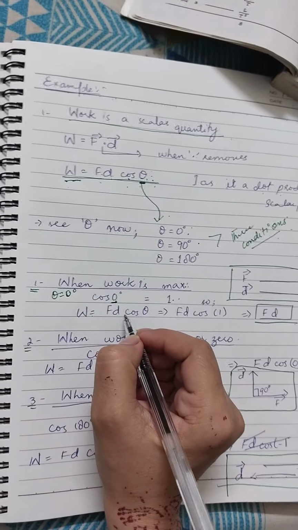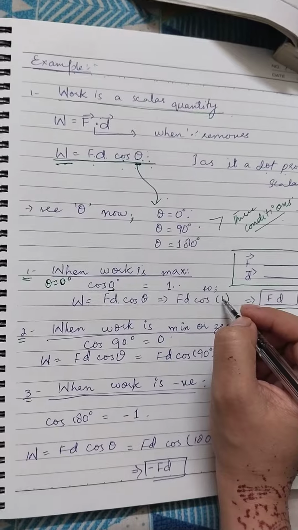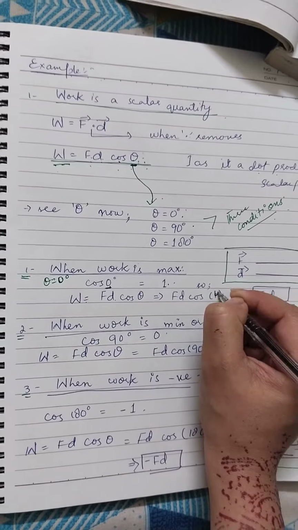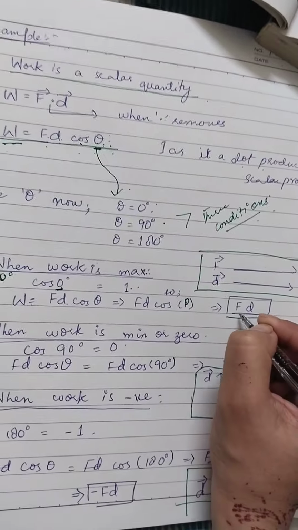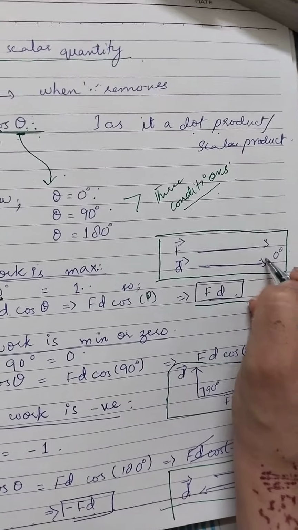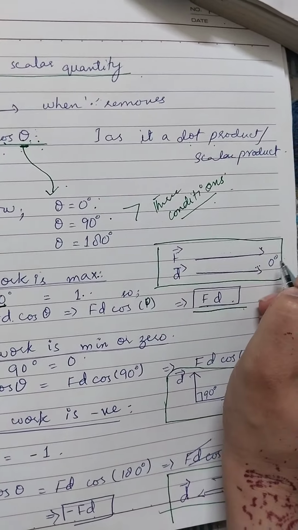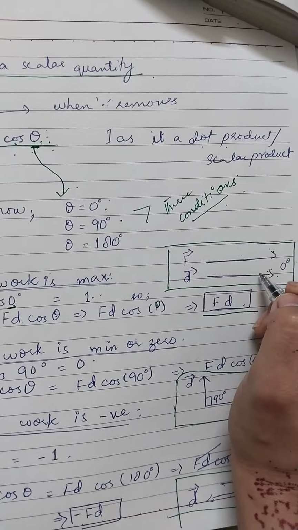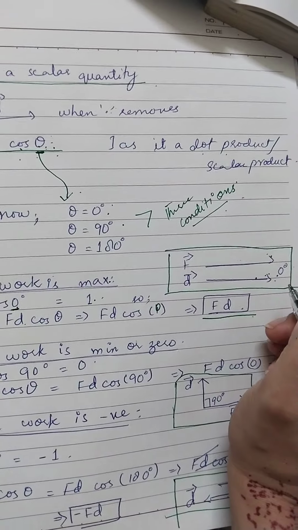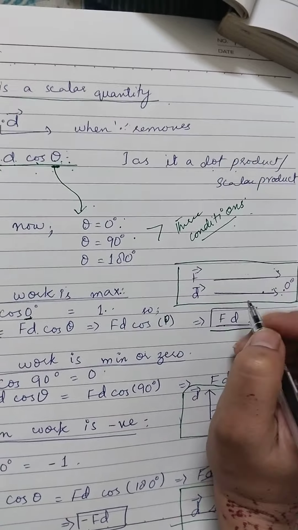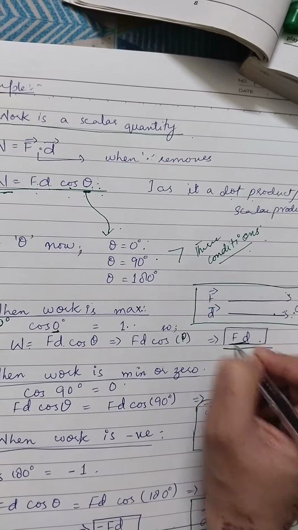The work done formula is equal to fd cos theta. We are putting theta equal to 0, and cos 0 is 1. So it becomes simply fd. Now 0 degrees also means that both the vectors are parallel. Keep in mind, whenever theta is 0 between any two vectors, both vectors are parallel and cos 0 is equal to 1. And whenever there is cos 0 or theta 0, the work done is maximum.